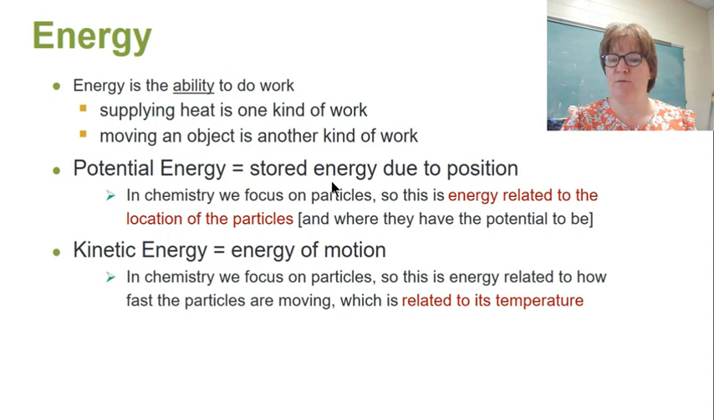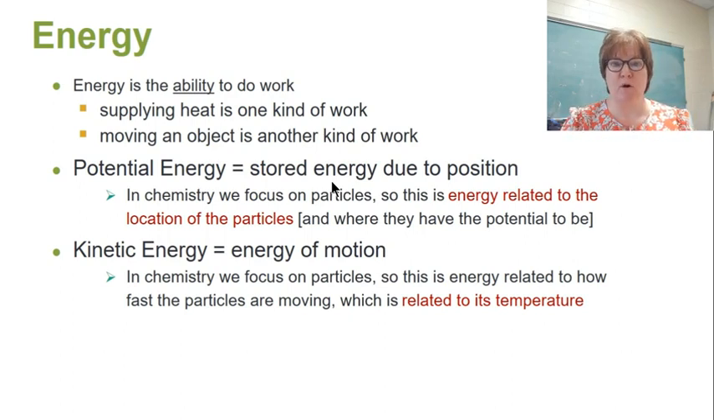I'm guessing you've heard this before. We talk about potential as being stored energy, and kinetic energy as being the energy of motion. That is true, but again, we're talking about matter. We're not talking about baseballs, and we're not talking about cars. We're talking about substances, and we're really thinking about those atoms. So in chemistry, we're asking what kind of potential energy atoms have, or what kind of kinetic energy atoms have.